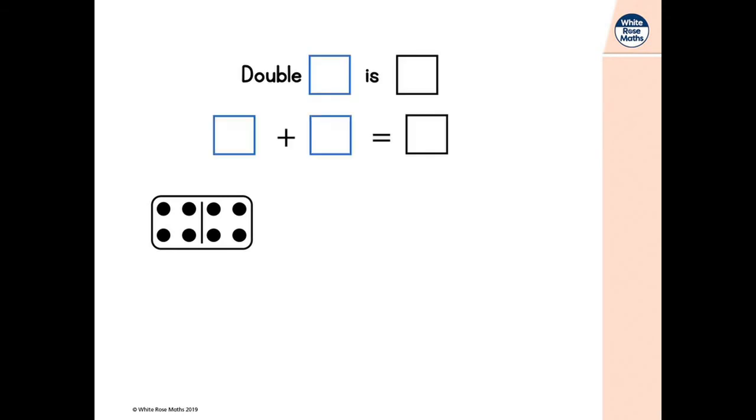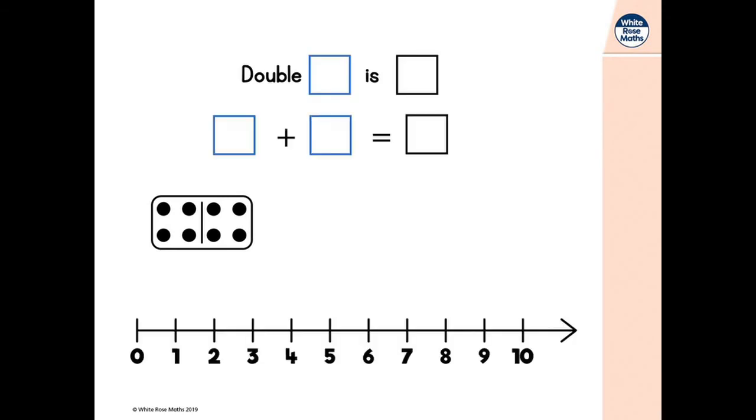Let's try another one together. Another domino. And this time we're going to use the number line again. So, what are we doubling? Can you see? Did you say 4? Then you're correct. And if we're doubling 4, we can think of it as 4 plus 4. Once again, let's use the number line.